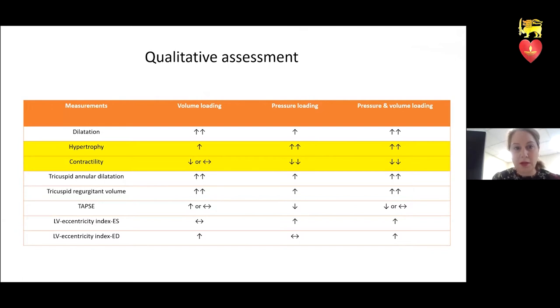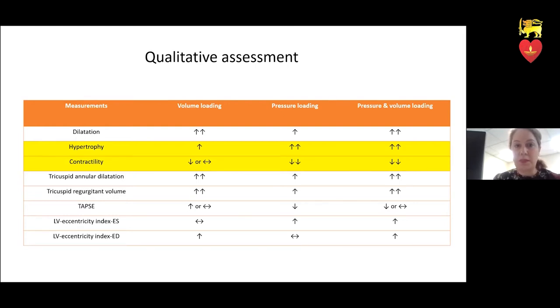So when we see the right heart for the first time, the first step would be a qualitative assessment, and we will see whether the right heart is dilated, hypertrophied, and has good contractility. And you will see from the studies that we have done, even with our group, that a volume loaded right ventricle is very different from a pressure loaded right ventricle, and this is very different from a composite of pressure and volume loaded. When do we have a pressure loaded right ventricle? For example, when we have pulmonary hypertension. Or when do we have a volume-loaded right ventricle? When we have significant tricuspid regurgitation or a shunt.